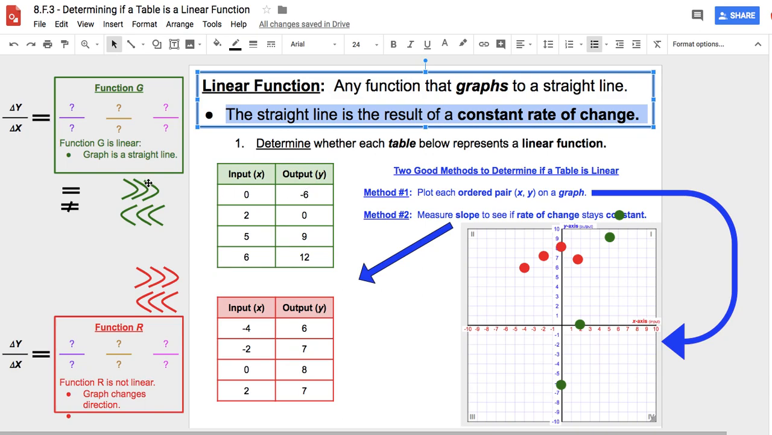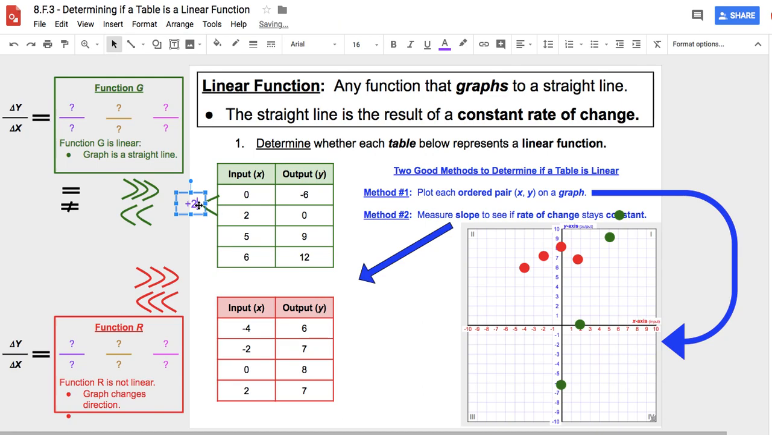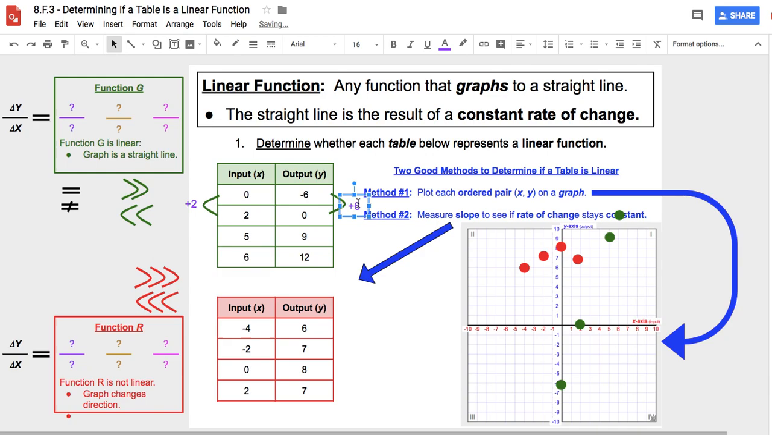We'll show an example. For the green table, we see from the first row to the second row that x goes from 0 to 2. That's an increase of 2 units. And we see during that same time that y goes from -6 to 0. That's also an increase. We've gone up 6. So if we talk about the slope from row 1 to row 2, the y goes up by 6 as the x goes up by 2.